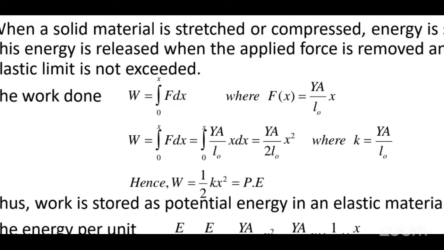Then we'll have the integral of x dx. If we integrate x dx from 0 to x, we are going to have x squared over 2. So that is what you have there. Now, the constant term that we move out of the integral, which is YA over L, can be replaced with a value k, which we see there on the right side, where k is equal to YA over L. So if we now rewrite the expression, that gives us W equals half k x squared.